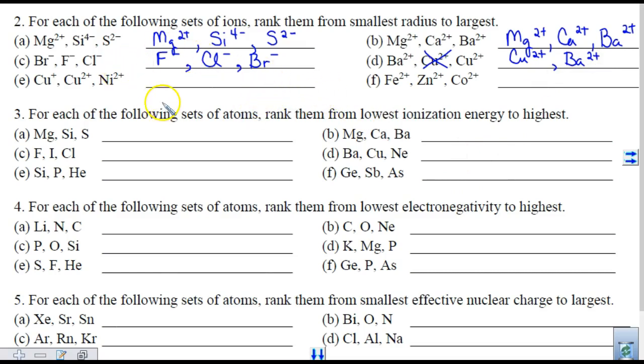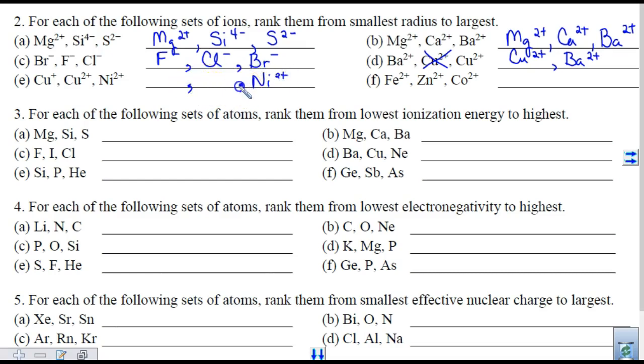Alright, for E, this one's a little tricky. We've got copper 1, copper 2, and nickel. So in this case, it may be easier for us to figure out which is the largest ion first. And if we look at the periodic table, nickel is located to the left of copper. So that means the nickel 2 ion is going to be larger than either of the copper ions. So I'm going to list it there on the end.